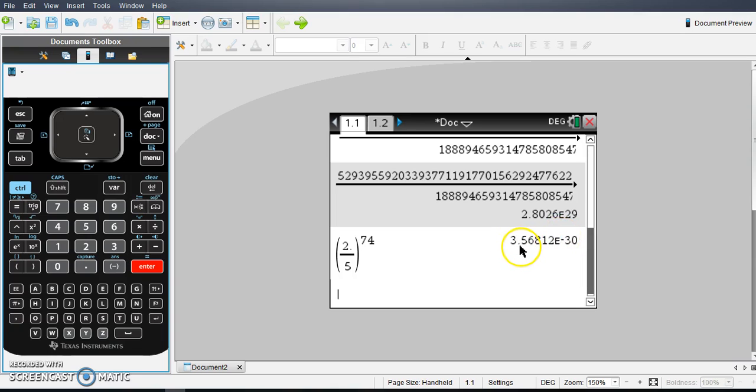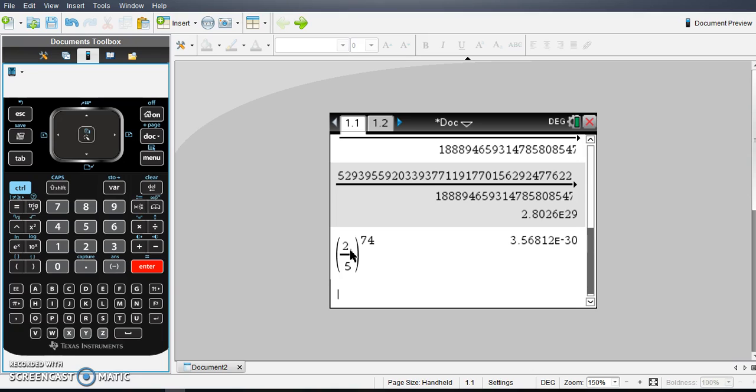So this is 3.56812 times 10 to the power of negative 30, which of course you know means 0.0000, lots and lots and lots of zeros, 356,812. So a tiny, tiny number. And you'll notice that this decimal point doesn't only work with the square root sign, it will also work if you raise things to different powers.